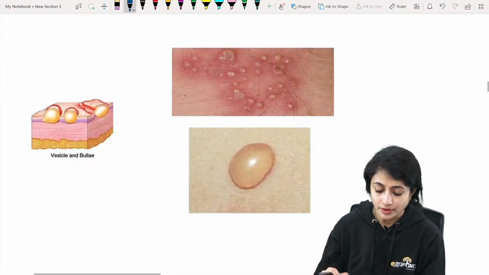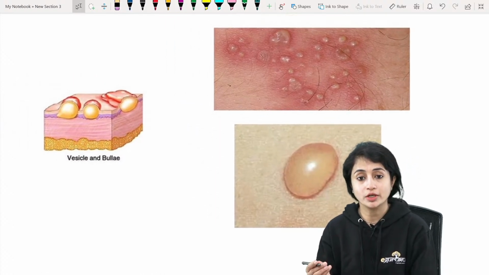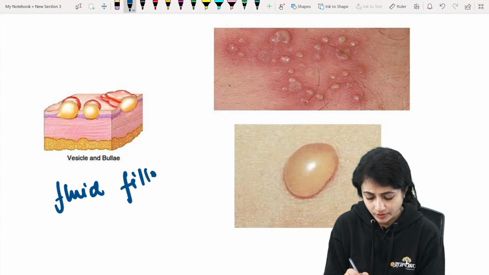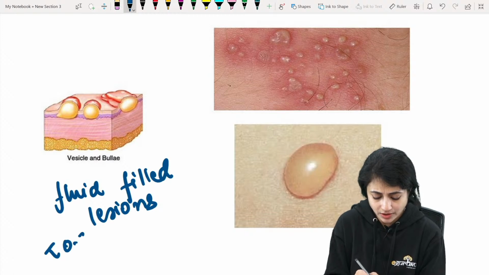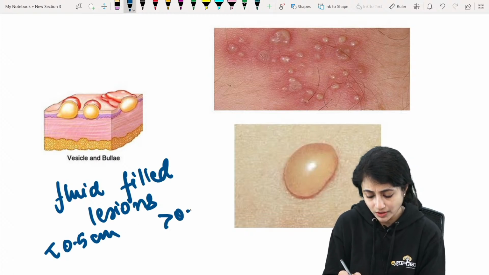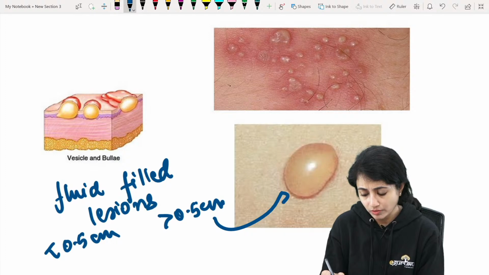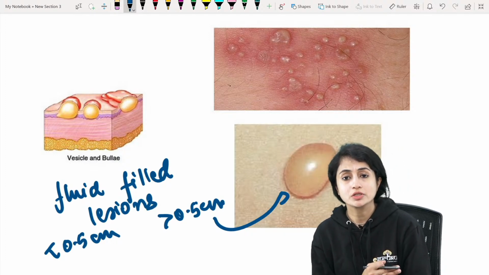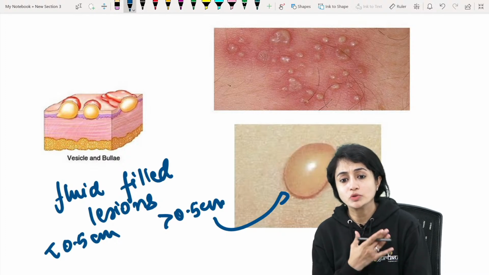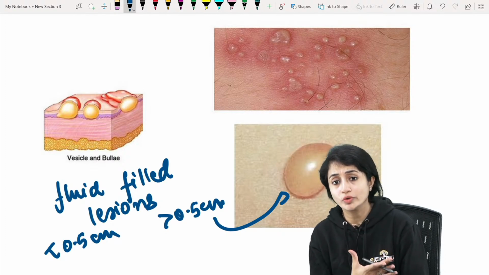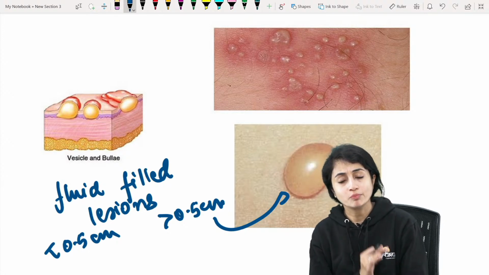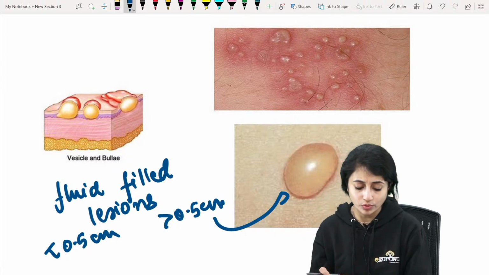Right? Then you can have vesicles and bullae. Vesicles and bullae are fluid-filled lesions. If they are less than 0.5 centimeter, I call them vesicles. If they are more than 0.5 centimeter, I call them a bulla. So this is a bulla, this is a vesicle. Papules and nodules were all solid, they had no fluid. This will have fluid in it, clear fluid. So less than 0.5 is a vesicle, more than 0.5 is a bulla.